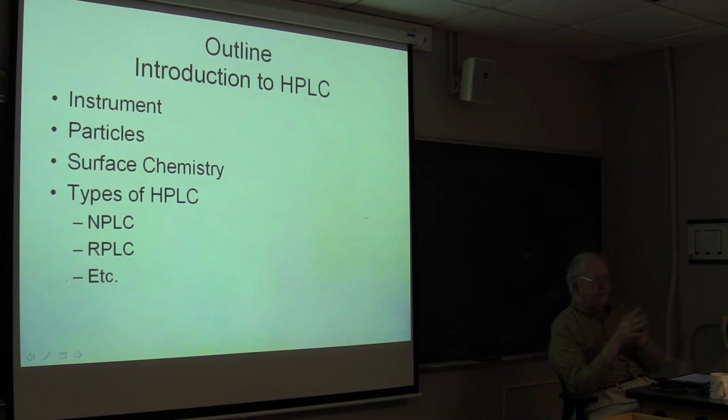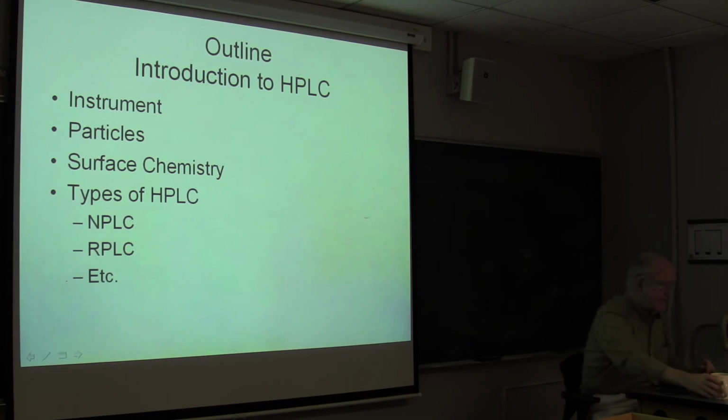GC is really only done on species that are volatile and thermally stable. They have to fit both of those criteria. And in organic chemistry and biochemistry, there aren't that many volatiles and there aren't that many thermally stable, if we're talking 200 or 300 degrees C. So LC encompasses a much bigger fraction of all the molecules that we know about than GC.